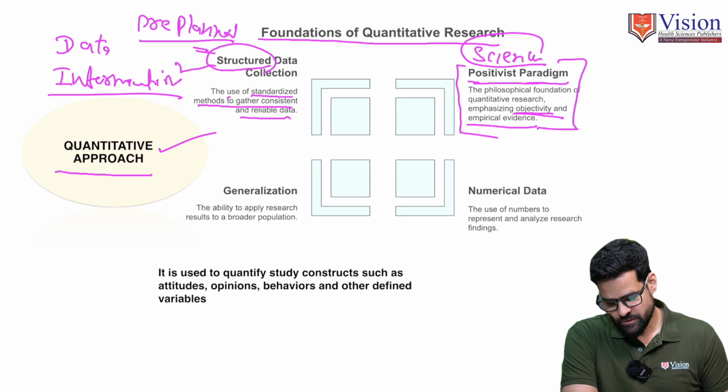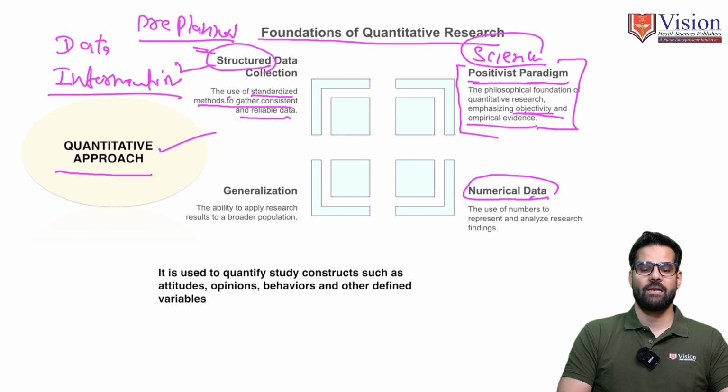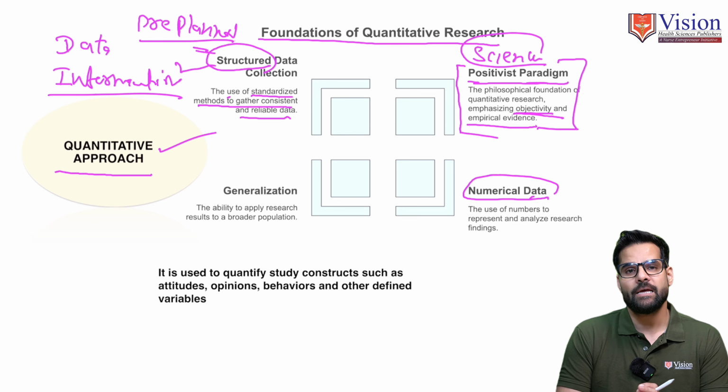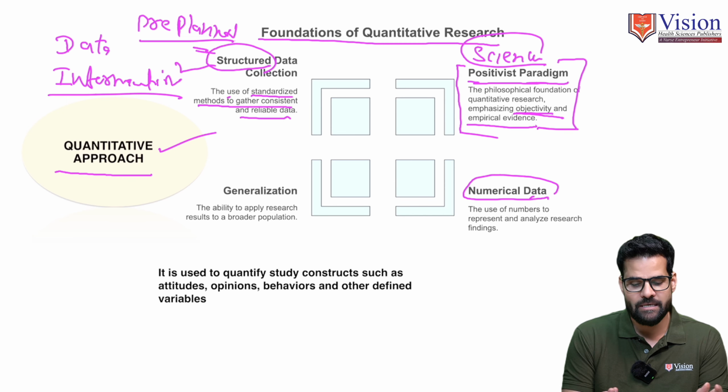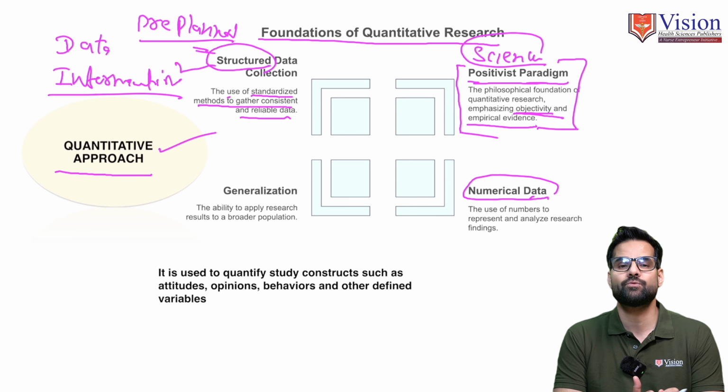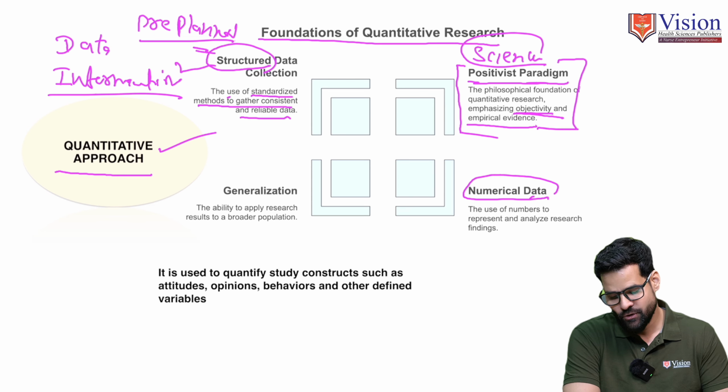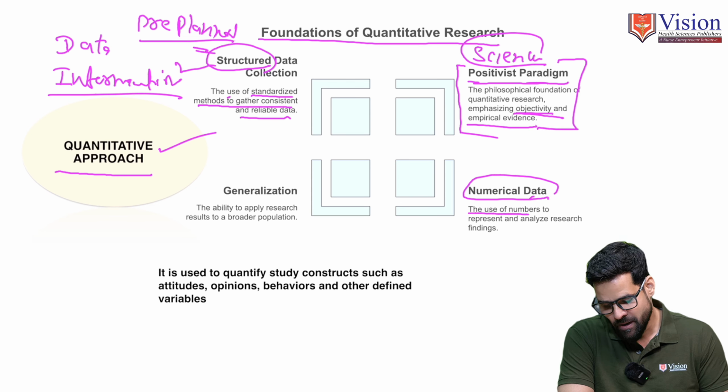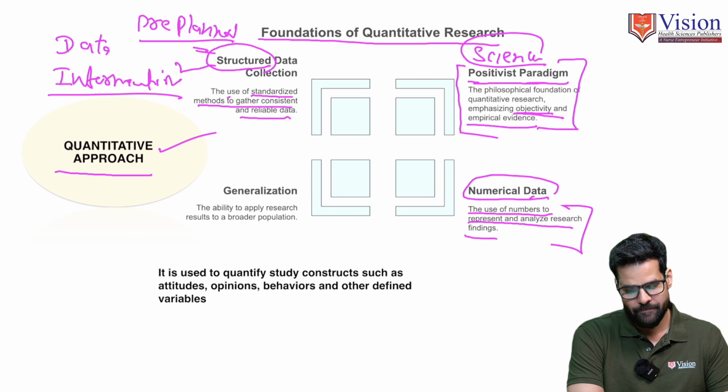Next, they focus on numerical data only. For example, you want to study the prevalence of tuberculosis in that area. It's an example of a quantitative approach. Or you want to study the effectiveness of a particular intervention, then again you go for that. So they use numbers to represent the analysis of the findings. So they are numerical.